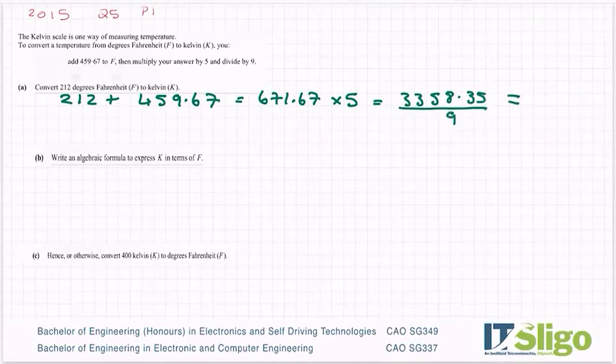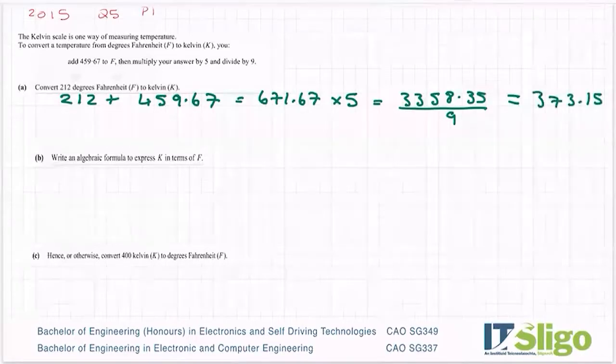So divide by 9, and I'm just using answer on my calculator. I'm not putting in the answer every time. So I'm getting 373.15 Kelvin. Okay, so when all else fails, just literally follow it step by step. Right, part B then, write an algebraic formula to express Kelvin in terms of Fahrenheit.